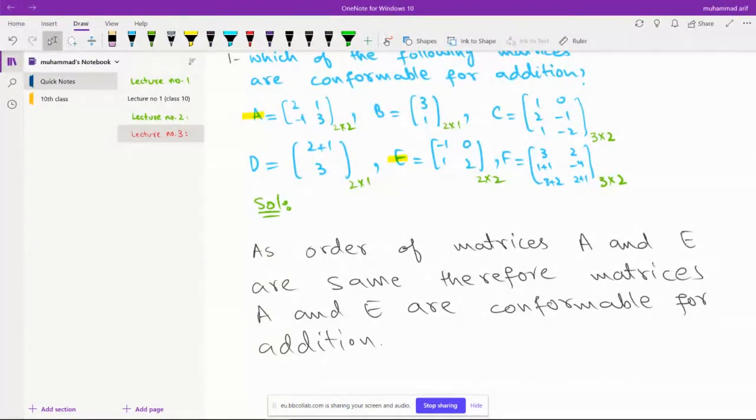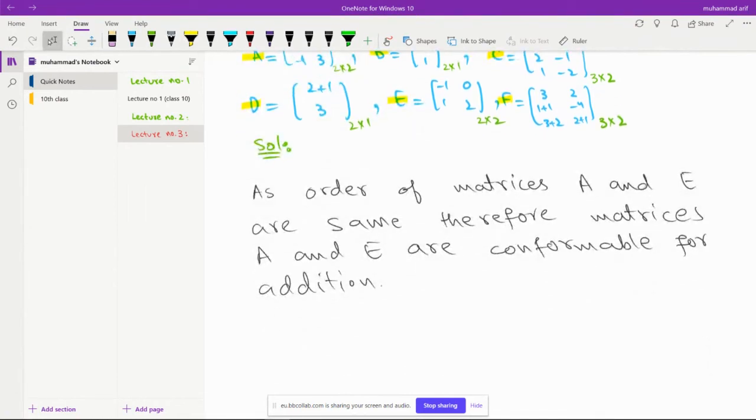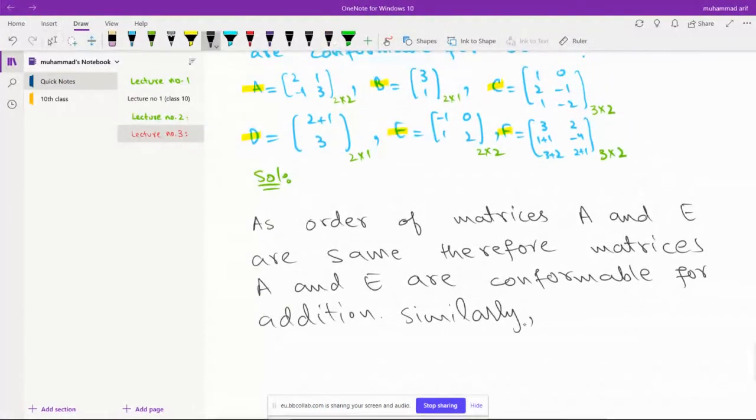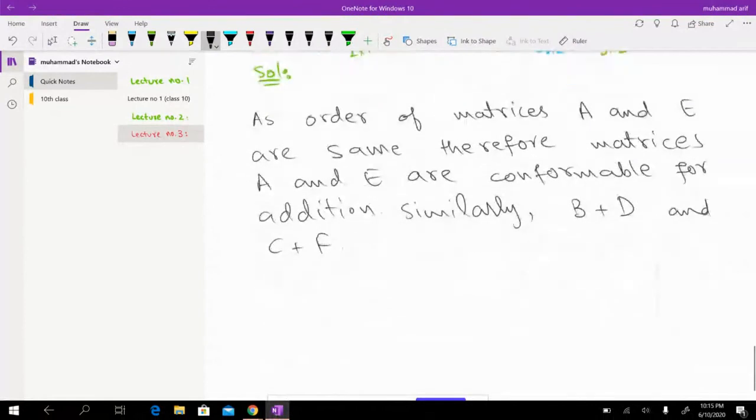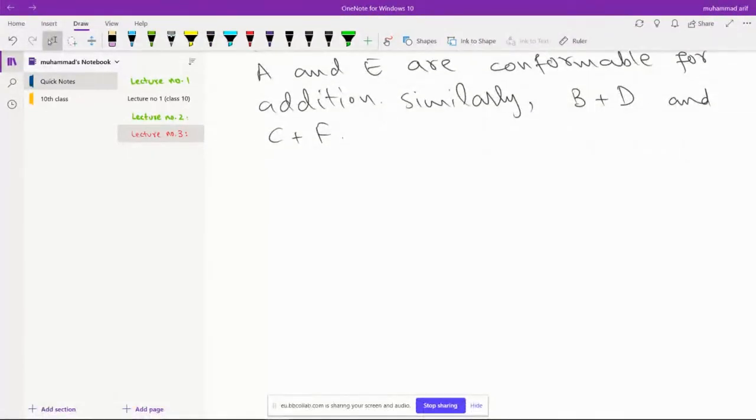Similarly, we see that the order of matrix B is equal to the order of matrix D. Therefore, B and D are conformable for addition. Also, the order of matrix C and the order of matrix F are the same. Therefore, C and F are conformable for addition. In short form, B is added to D and C is added to F. Now, if someone has any problem, raise your hand.